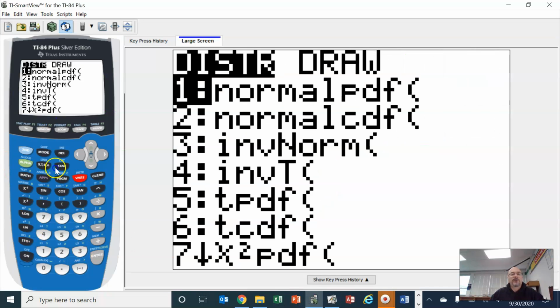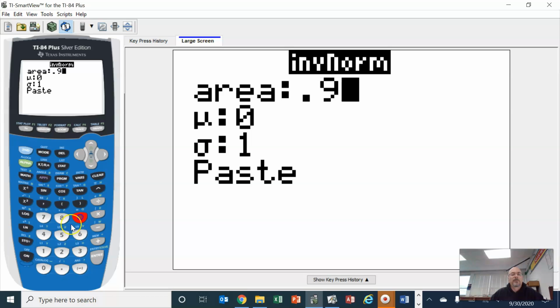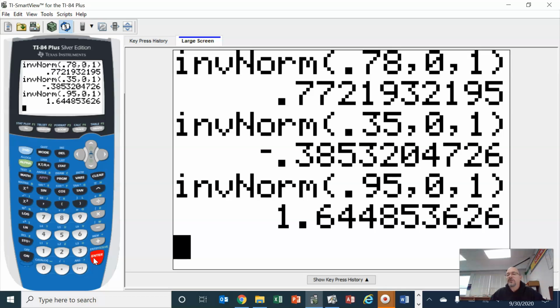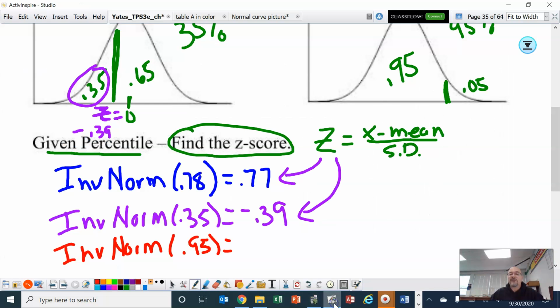Second vars, number 3. You could do this with the table, folks, but the calculator is so much easier. We don't even need to go to the table. Okay, we're always going to use our calculator. So 1.64 is the z value for 95%. 1.64. All right, now let's start applying this knowledge to situations.